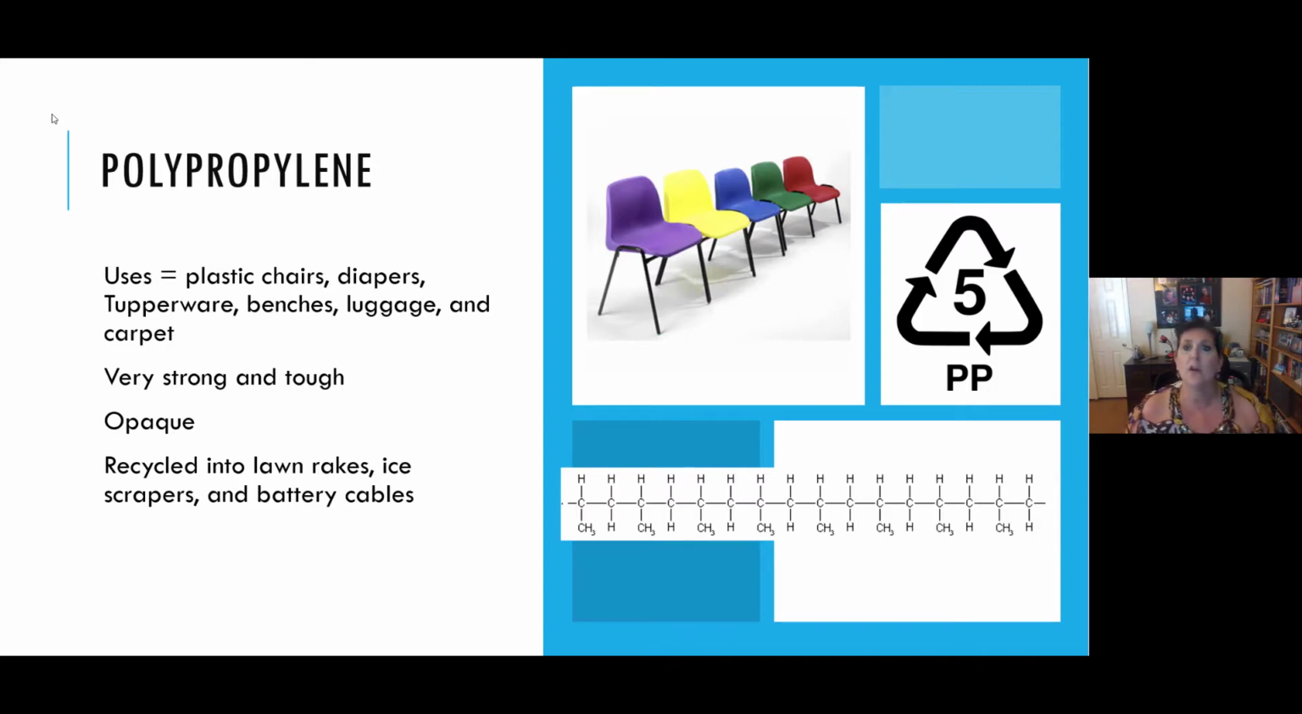When you recycle number 5 plastics, you can make lawn rakes, ice scrapers, battery cables, things that are pretty tough and strong. If you look down there, you can see a section of the polymer. So we see CH2, CH, CH3, CH2, CH, CH3. And it just keeps going and going for hundreds of thousands of units. Polypropylene, number 5, PP, the strong one.